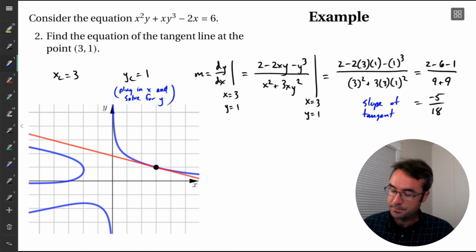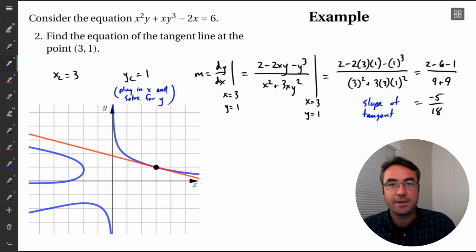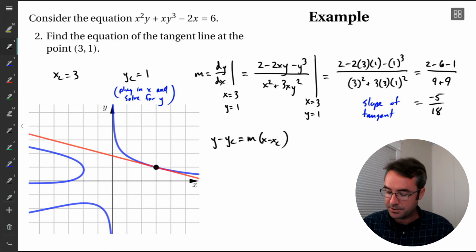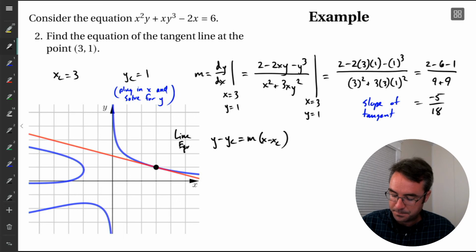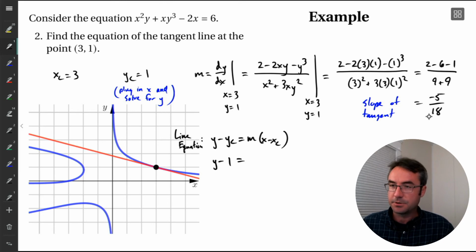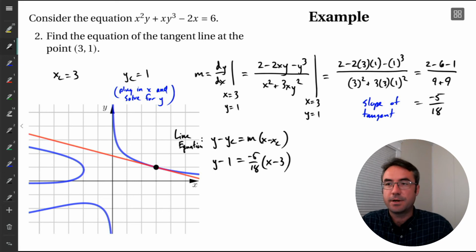Okay, well, that's fine, but we want the equation of our tangent line. So we start with our point-slope formula: y minus our y coordinate is equal to the slope times x minus our x coordinate. So this is just our line equation, and then we just fill in the three ingredients. Our y coordinate was 1, so we end up with y minus 1. Our slope of our tangent line, negative 5 over 18, goes in for m. And then x minus our x coordinate, which was 3, so we get x minus 3.